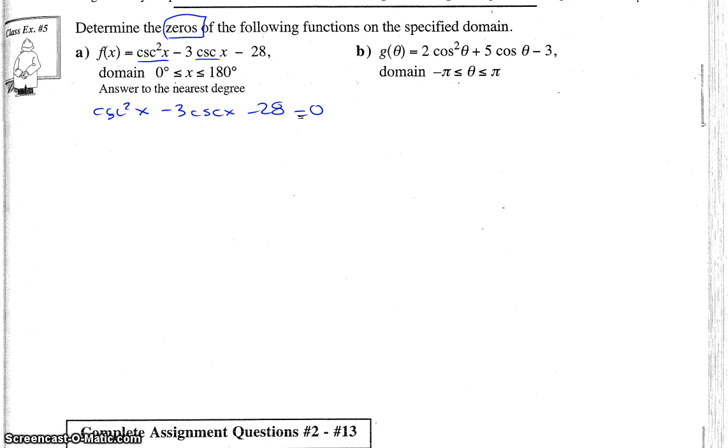And we could do this graphically. We'll probably check it graphically, but initially we're going to do it algebraically. They should have said algebraically in the question. So we're going to let cosecant x equal, say, m, and this would become m squared minus 3m minus 28 equals 0.